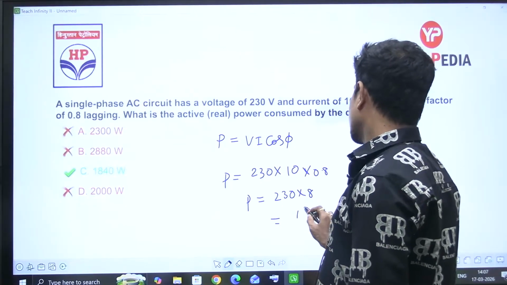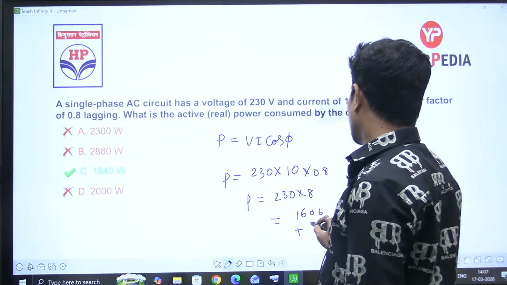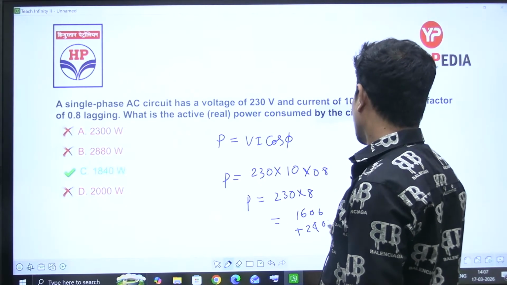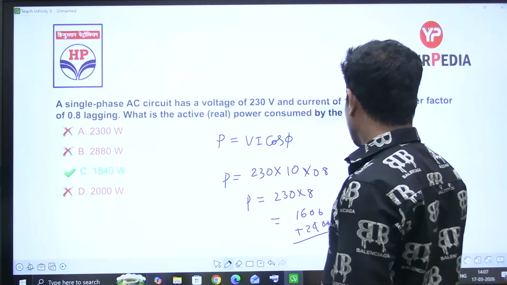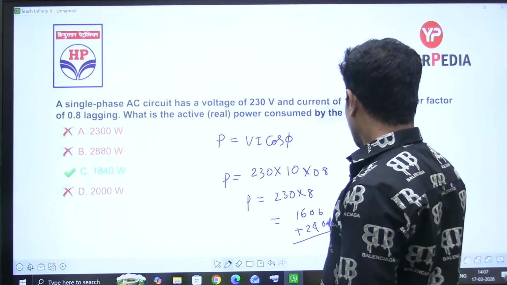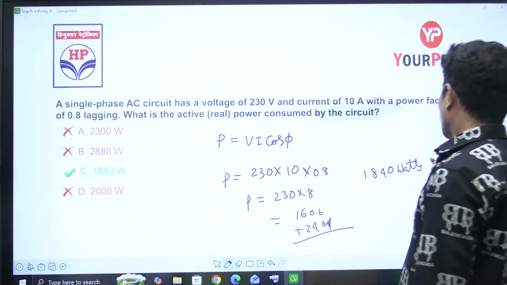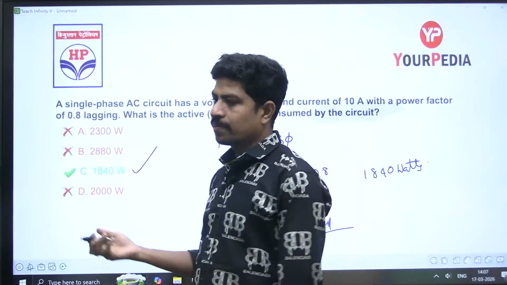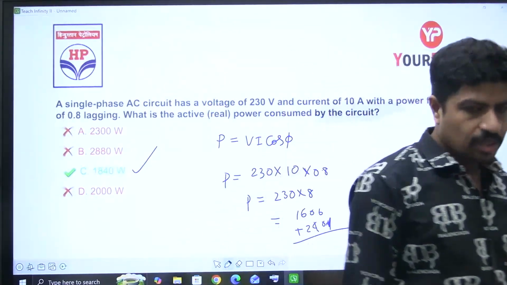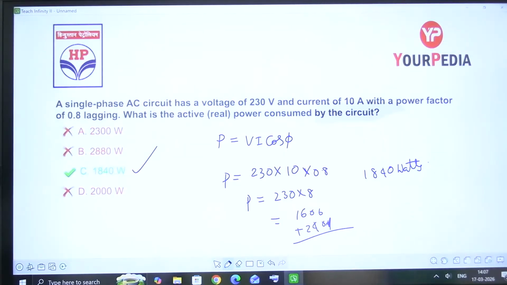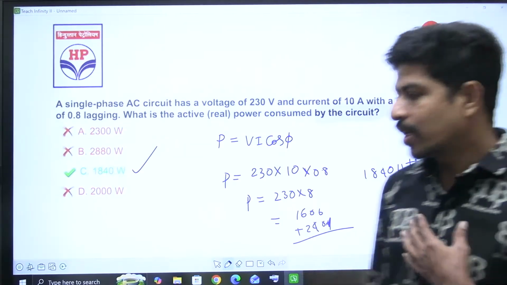1600 plus 240. How much is it? 1840 watts. Option is C. C for Chennai. Simple question. Any question you have, you can ask.